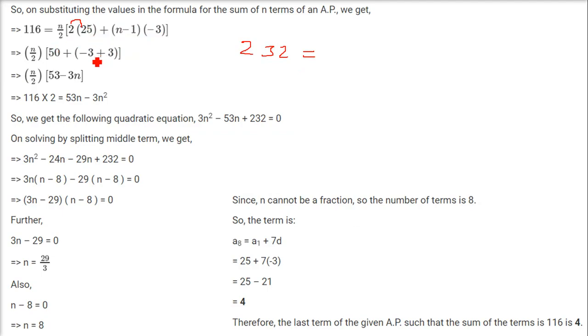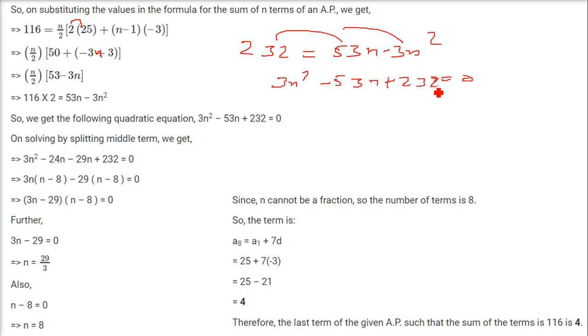You can add 3 here, 53, and minus 3n. So this is 53n minus 3n square, and you can take these two here. So 3n square minus 53n plus 232. This is the quadratic equation you get. You can split the middle term, because 29 into 24 works, so 24 and 29 you can take. So 3n square minus 24n minus 29n plus 232 equal to 0.